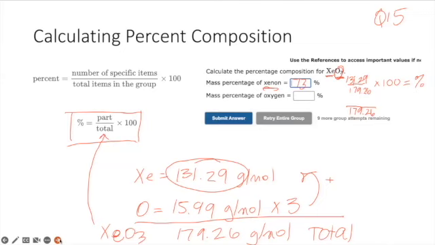So that is 47.97 times 100. So when I do 47.97 divided by 179.26 times 100, I get 27%.